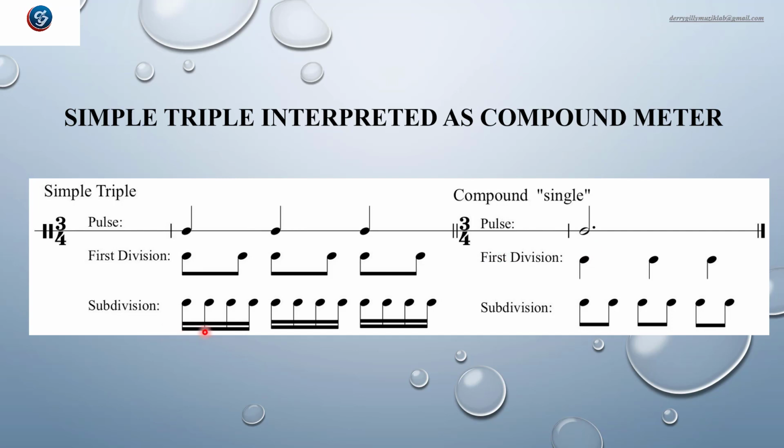And then the subdivisions can be 1 2 3 4, 1 2 3 4, 1 2 3 4. But the subdivision of a compound single can be 1 2, 1 2, 1 2, 1 2. So you could see that simple triple has been interpreted as a compound meter in this form.